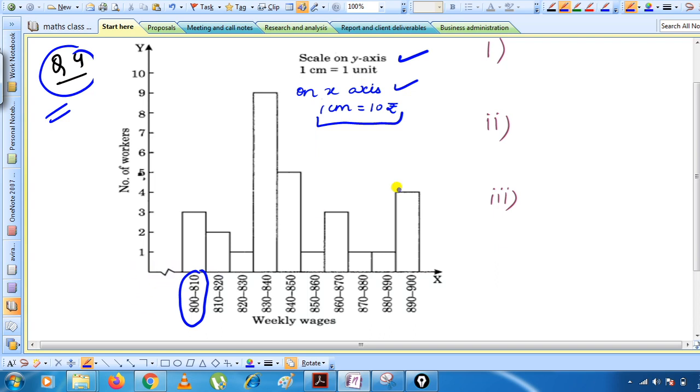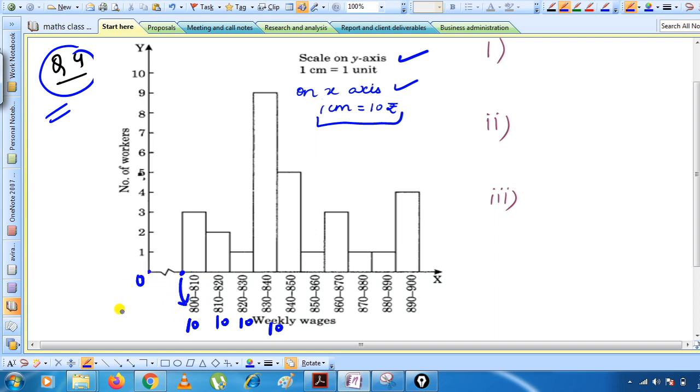Now again you can see a zigzag line here, or you can say a broken line. Why is this broken line present here? Okay, let us check. Here the difference will be 10, here 10, here 10, here 10. And what about this point?